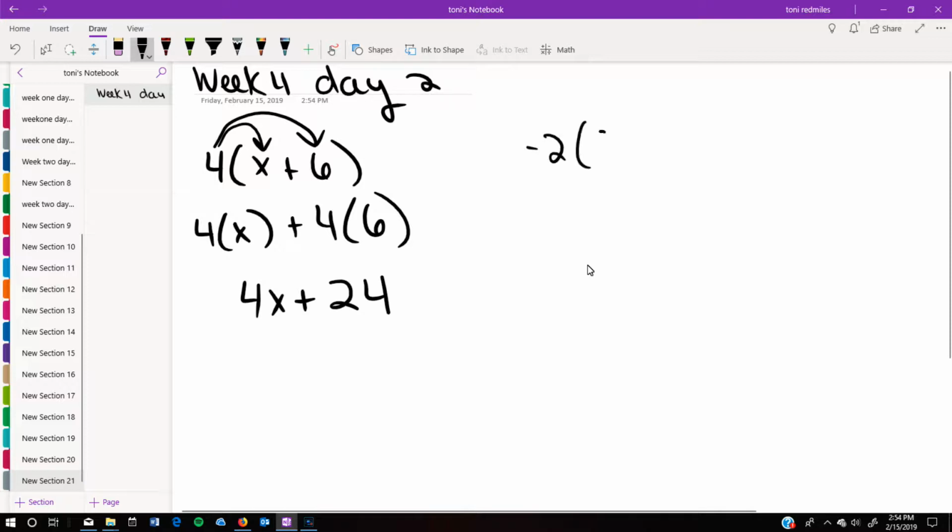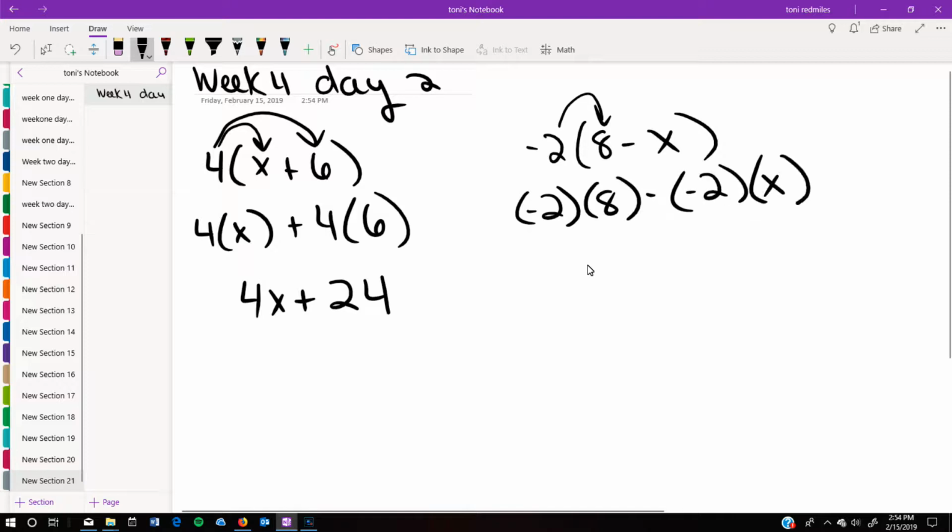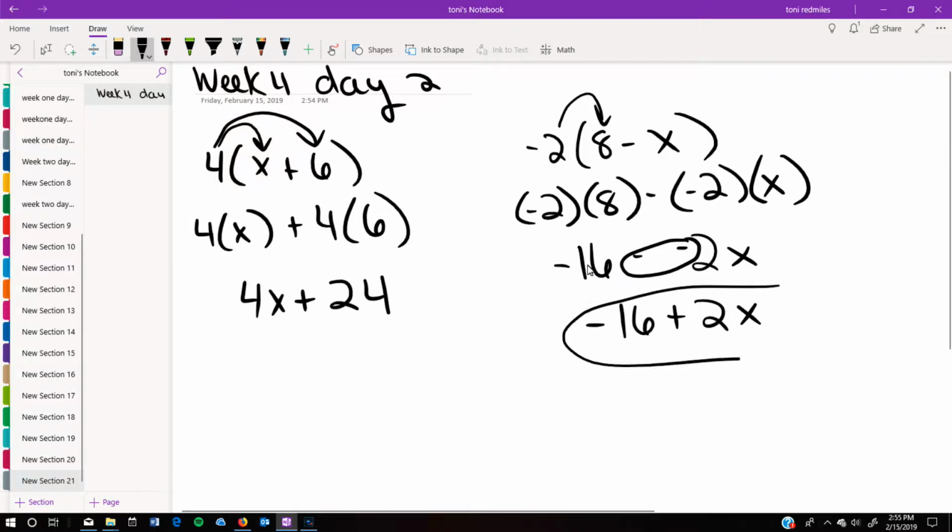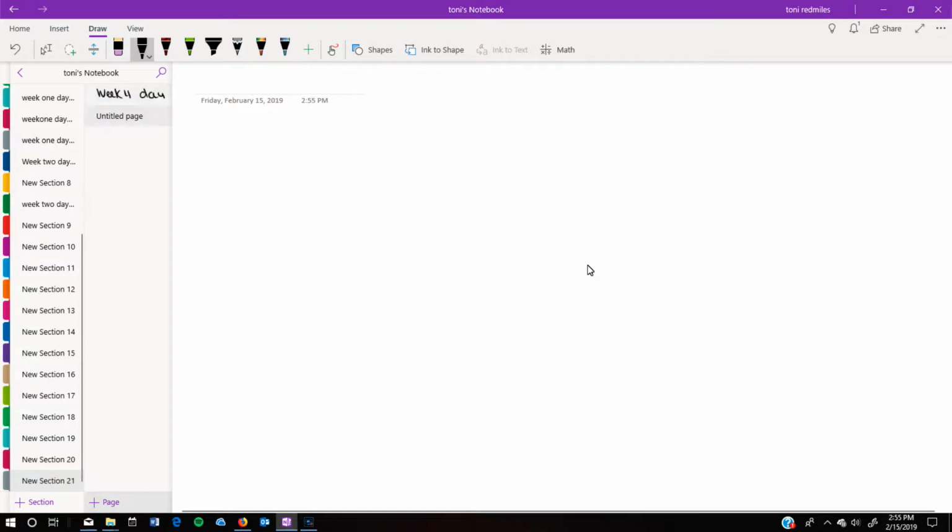Number 2 is the same idea, only now we have some pesky negatives. So it's negative 2 times 8 minus a negative 2 times x. So negative 2 times 8 is negative 16, and negative 2 times x is a negative 2x. We have a double negative, which turns it to positive. All right, so negative 16 plus 2x is the answer.